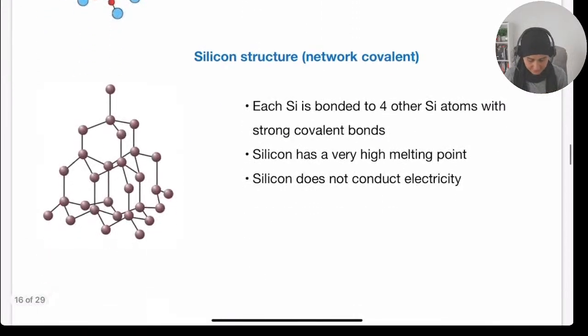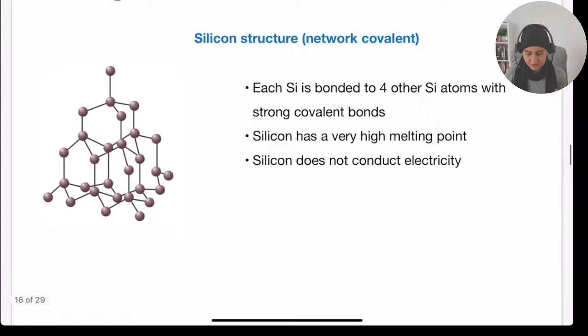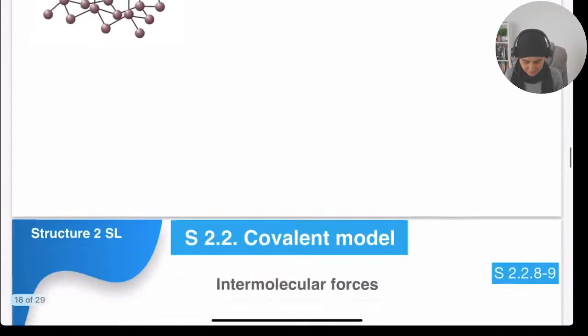And silicon, again, just like diamond, but instead of carbons, we have silicons in the giant lattice. So we have each silicon bonded to four other silicons with strong covalent bonds. So high melting point, no conductivity because it has all four outer electrons in the bonds, not delocalized. End of random facts.